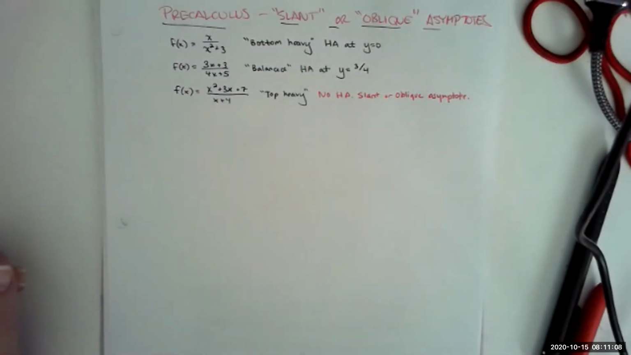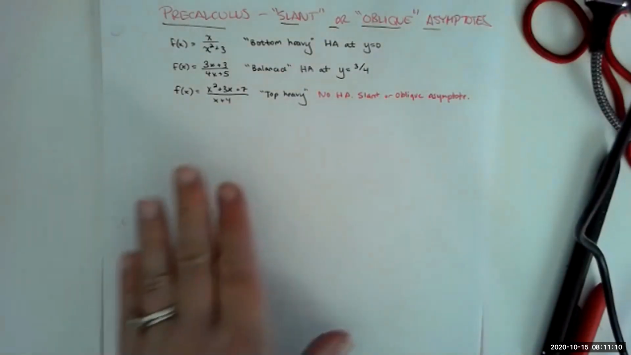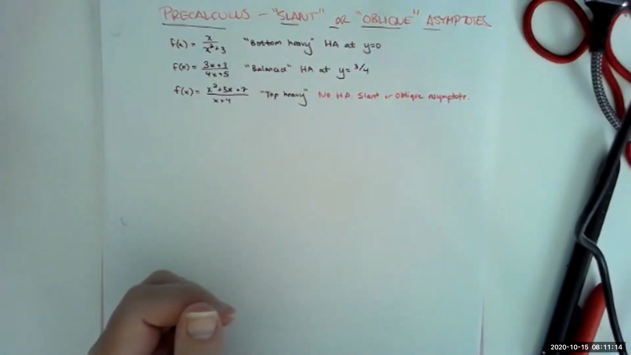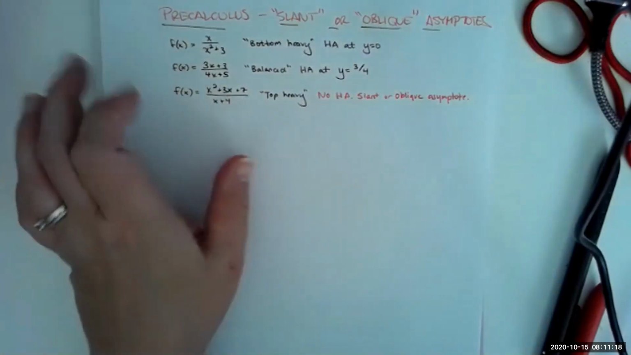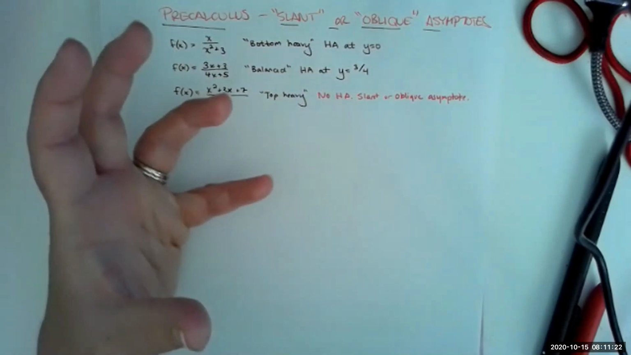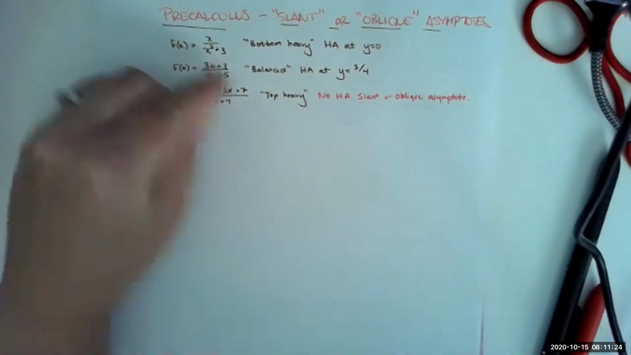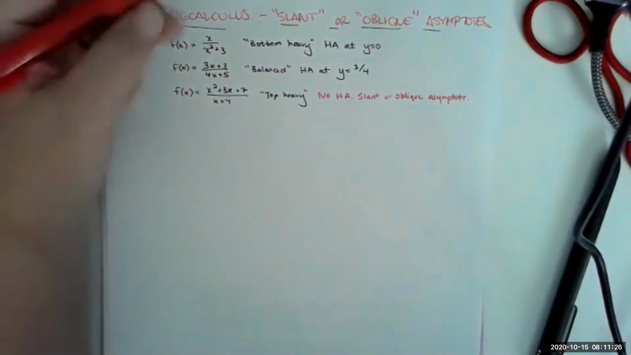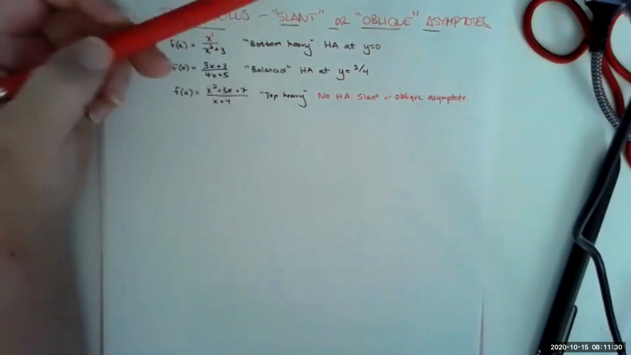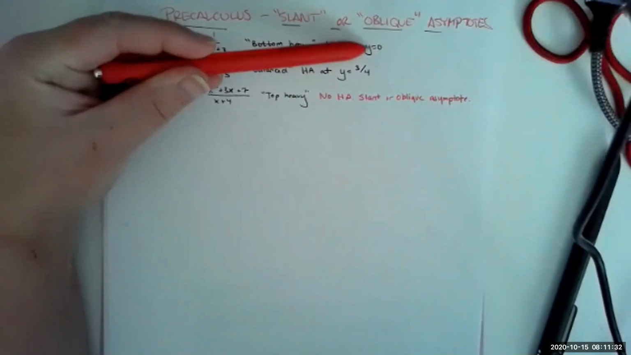Hello everyone. The purpose of this video is to show you how to find slant or oblique asymptotes in a rational function. What we've already talked about is how to find horizontal asymptotes. When the function is what we call bottom heavy, the exponent in the denominator is greater than the exponent in the numerator, we have a horizontal asymptote at y equals 0.